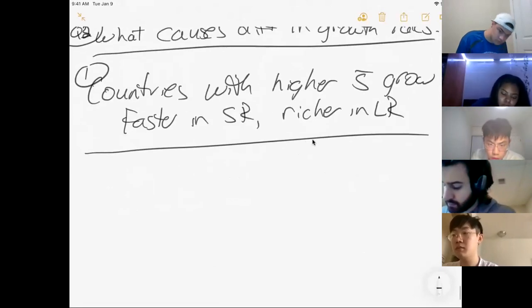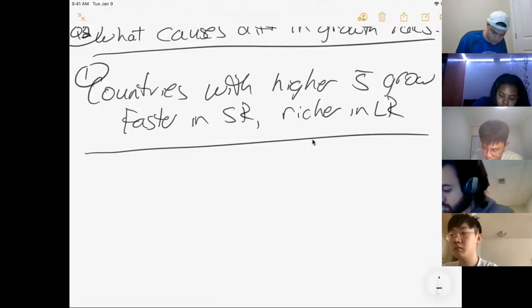First off, this Solow model predicts that countries with higher savings rates grow faster in the short run, and they are richer in the long run.